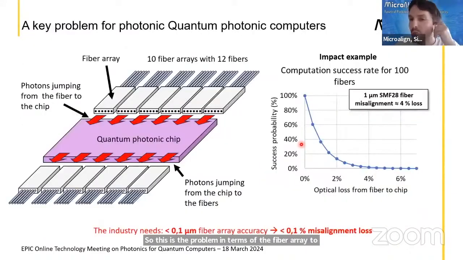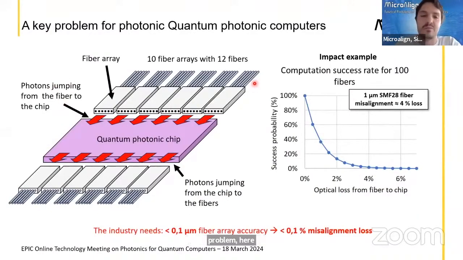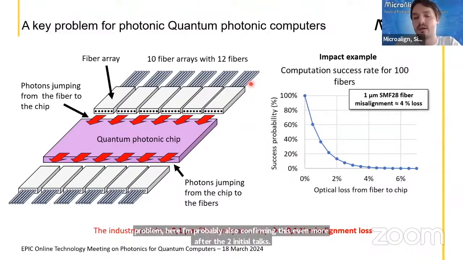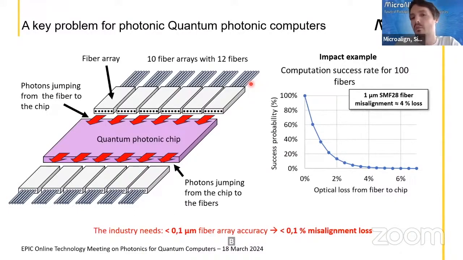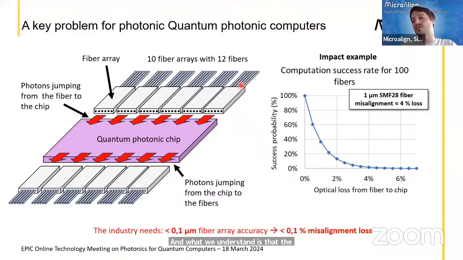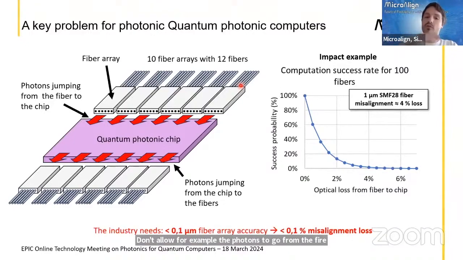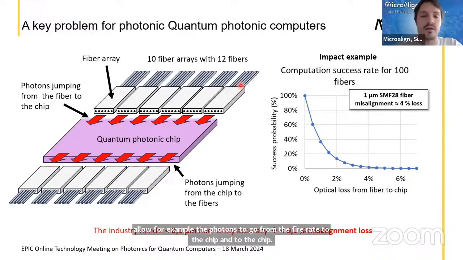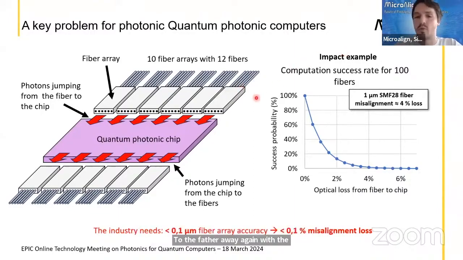And for who this is a problem, here I'm probably also confirming this even more after the 2 initial talks. Here we see, for example, a schematic of a quantum photonic computer where I only consider the quantum photonic part, basically the one with the interferometers. And what we understand is that the inaccuracies in standard current technologies for fiber arrays don't allow the photons to go from the fiber array to the chip, and from the chip to the fiber array again, with the right efficiency that actually is required.